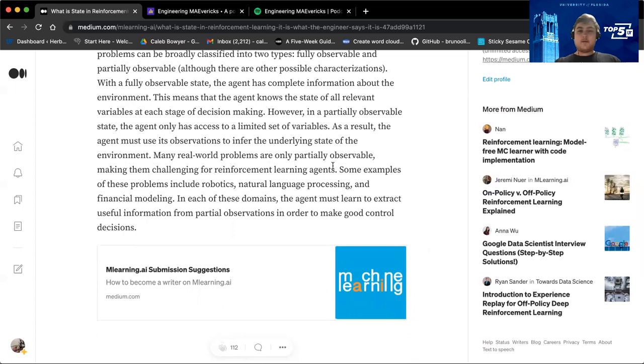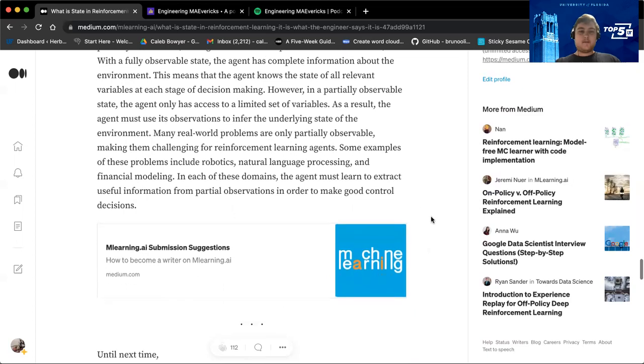Many real-world problems are only partially observable, making them challenging for current reinforcement learning agents or algorithms. Some examples of these problems include robotics, natural language processing, and financial modeling. In each of these domains, the agent must learn to extract useful information from partial observations in order to make good control decisions.